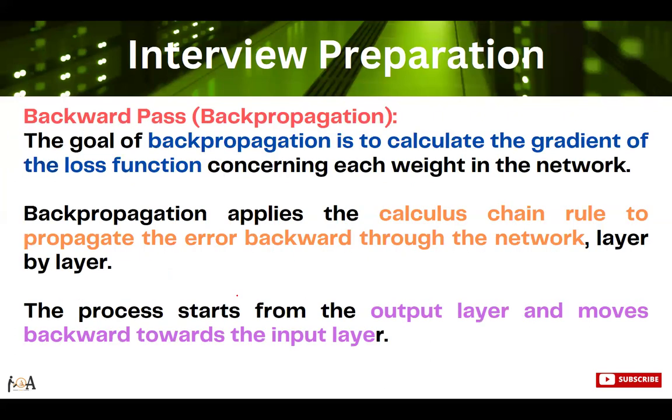After figuring out the loss, that is the error, the third step is the backward pass, that is backpropagation. The goal of backpropagation is to calculate the gradient of the loss function with respect to each weight in the network. Backpropagation applies the calculus chain rule to propagate the error backward through the network. So basically the error will be backpropagated from the output layer to the input layer, that is in the reverse direction, right?